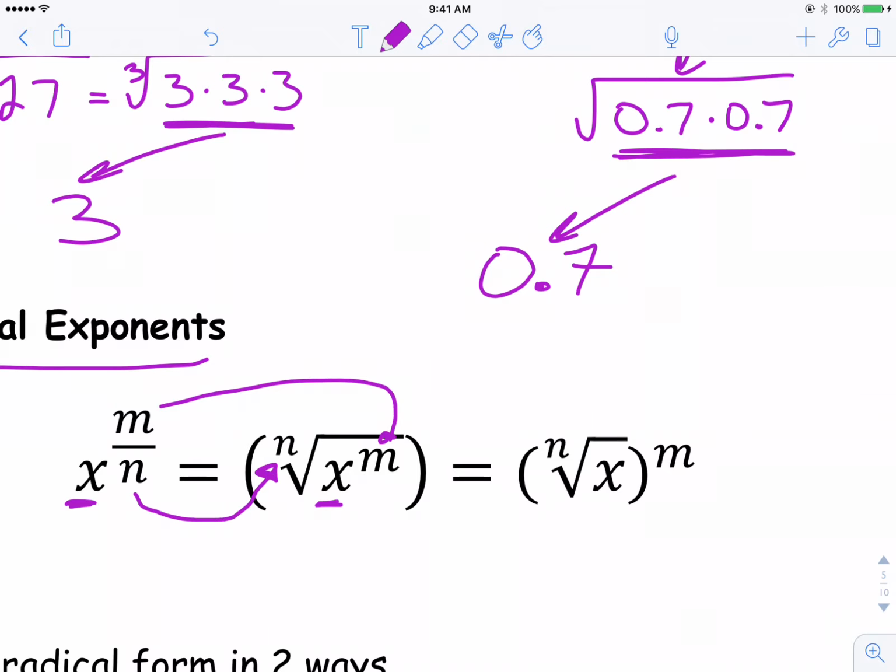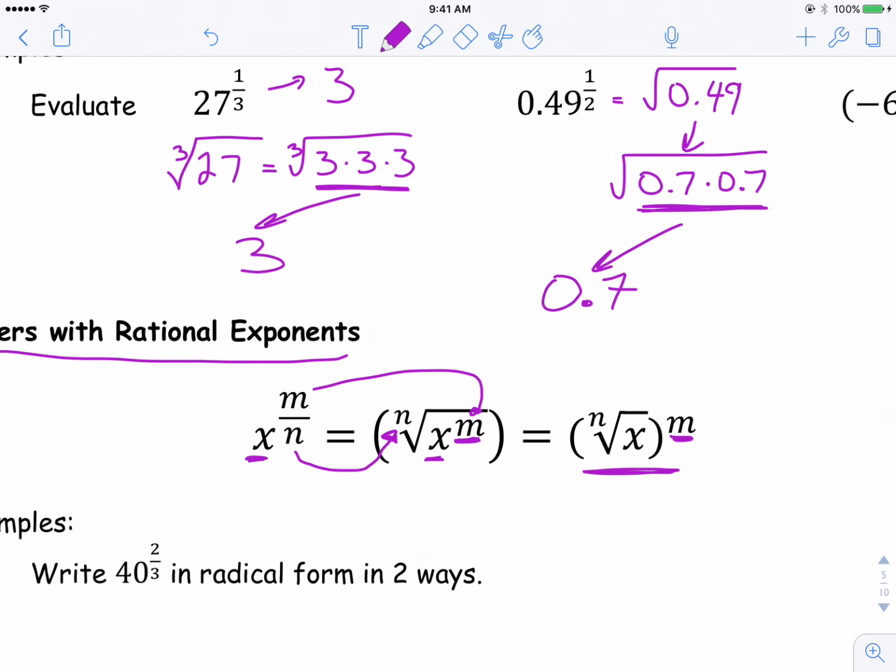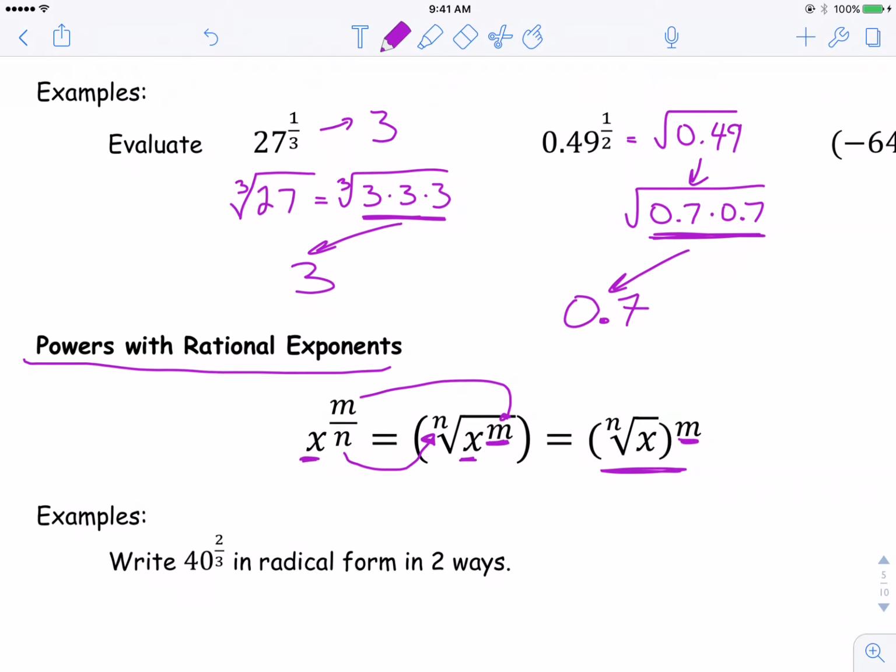It can be written two ways. One, we can put this exponent inside the radical sign, or we can put it way on the outside of the radical sign, like in this instance here. Now, depending on the question may depend on which way you may want to do it. Some ways it works better if you put it on the inside, and other ways it works better if you put it on the outside. And the only way you figure that out is by practice. So let's look at our three examples on this page.